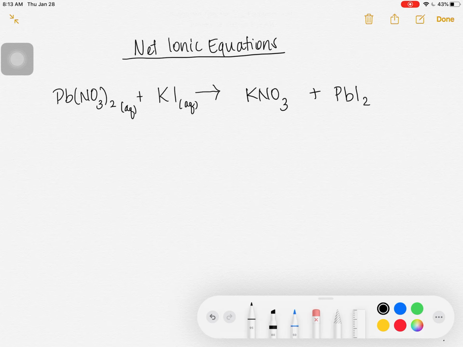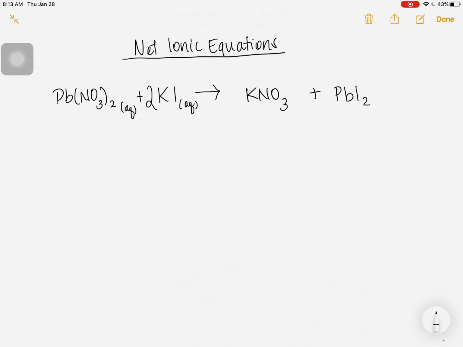So balancing, let's see, I have two I's on the right, I need two I's on the left, so a 2 here, and that gives me two potassiums, also gives me two nitrates, so there you go. Okay, so what do I know about solubility? Well, I know that KNO3 has both a nitrate and a group 1 metal, so this is obviously aqueous, and I don't know about this one. I would need to consult my solubility rules. I don't have that chart on my video right now, but if you consult it, you're going to find that PbI2 is insoluble. And so this, of course, is the precipitate.